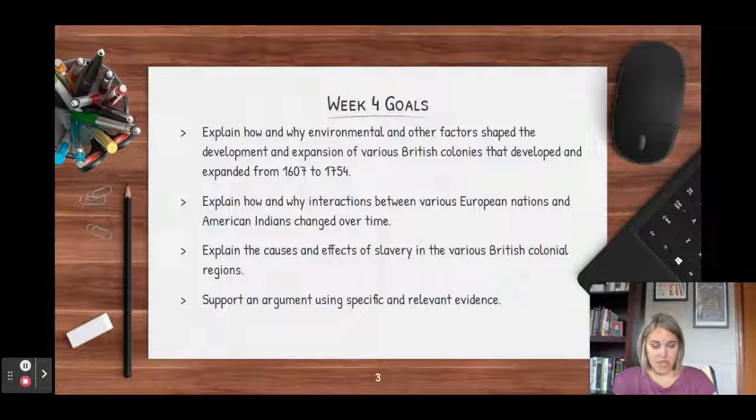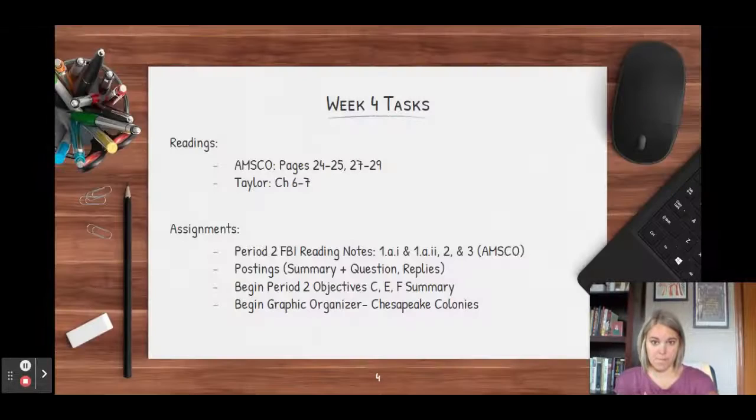So, this week we are starting a 4-week series on the British colonies. We're looking at the 4 regions: the Chesapeake, the New England, the Southern, and then the Middle colonies. These 3 objectives are going to stay the same for the next 4 weeks: environmental and other factors and how they shaped the British colonies, interactions with American Indians, and causes and effects of slavery. You're going to repeat these 3 objectives with each of the 4 British colonial regions. This week, we are also particularly focusing on supporting an argument using specific and relevant evidence.